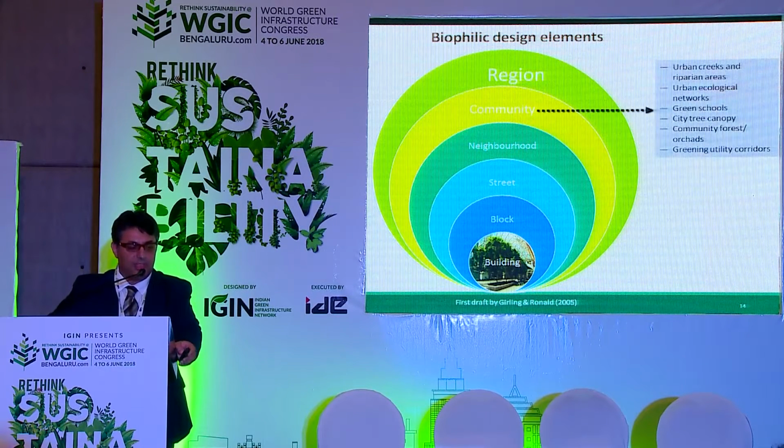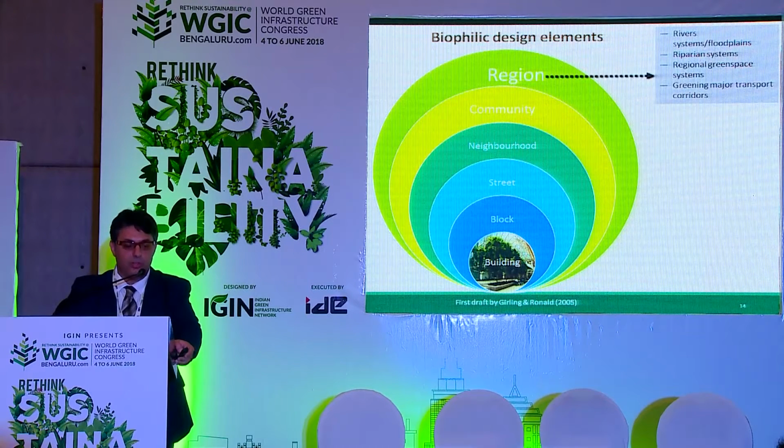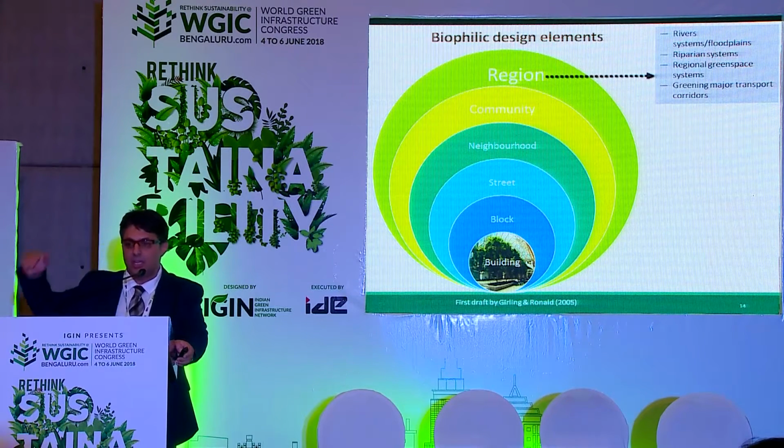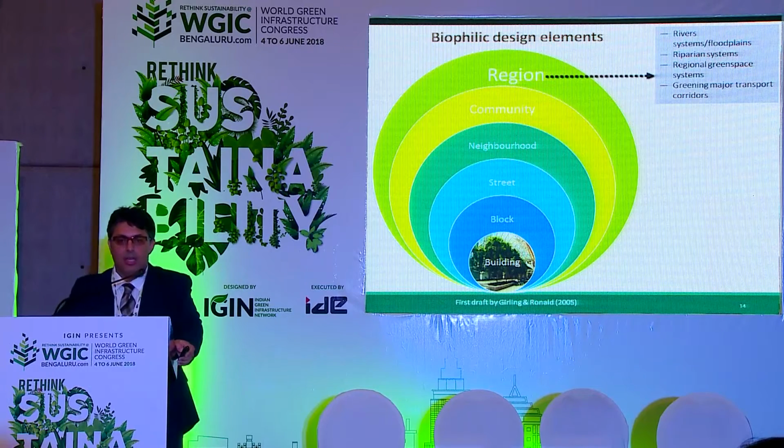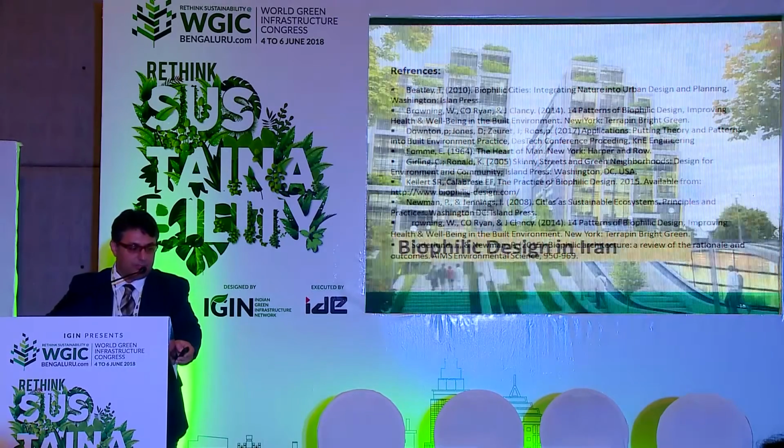And in terms of the community, we have an urban creek and urban ecological networks, green schools, city tree canopy, community forest, and greening utility corridors. And eventually, in the region, we should have a regional green space, greening major transportation corridors and rivers. These are all of the criteria that we have to have at different scales to have biophilic design in all of the scales of design.